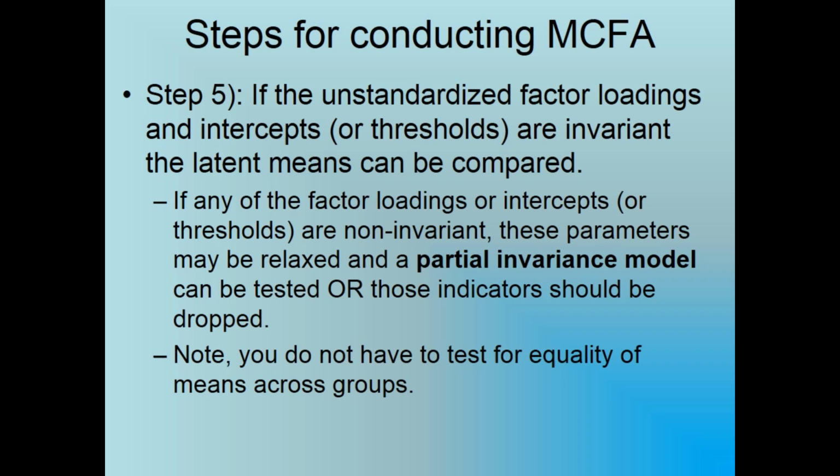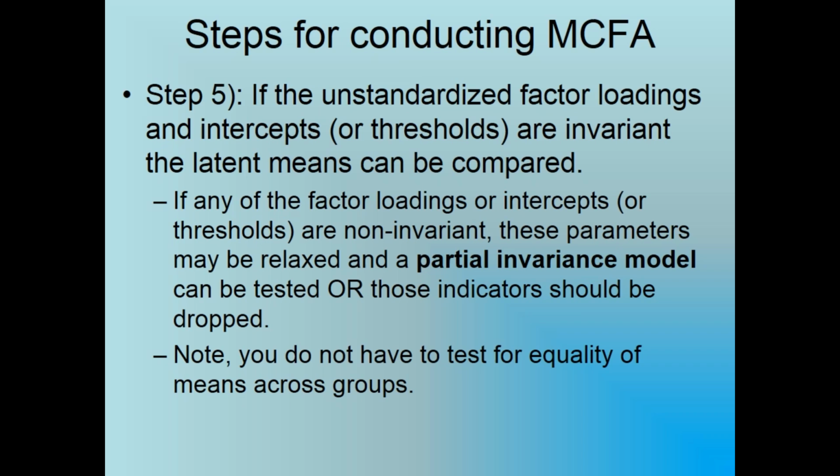The other option could be that you might just want to drop that item, thus resulting in an invariant model. The approach you take really depends upon the type of measurement you have. For example, if you're in an instrument development phase, it might be a good idea to drop items that are non-invariant or that differ across groups. However, if you're using a very commonly used measure that's well published and used a lot, in that case, it might be a good idea to test for a partial invariance model.